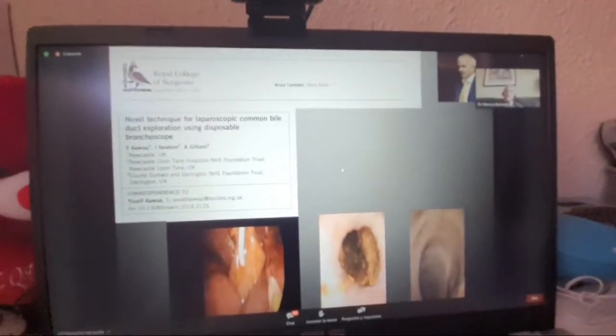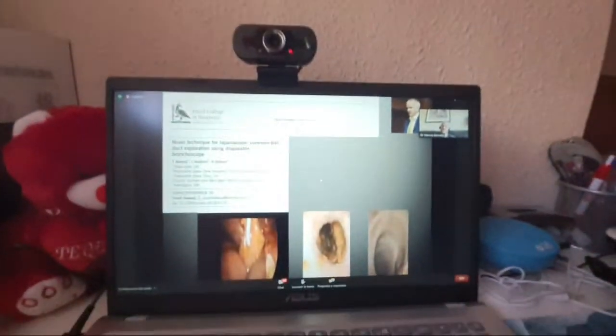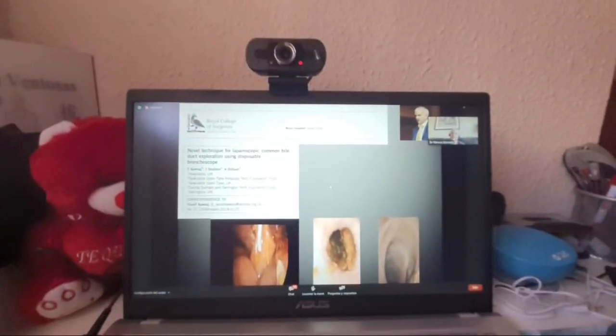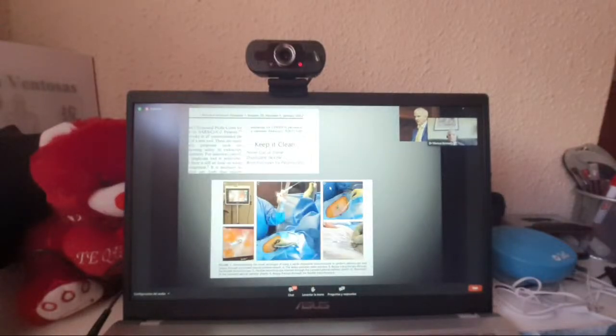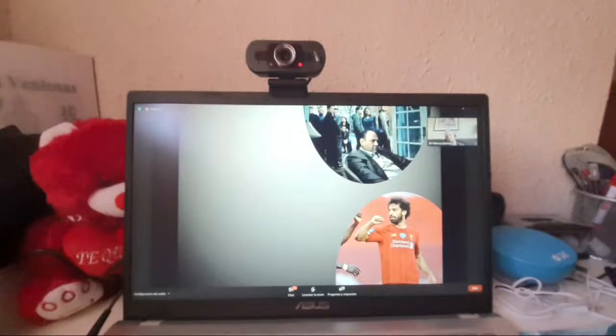Finally, this is just a few procedures where these scopes have been used outside respiratory, off license. So this is to get into a bile duct. This is actually a pleuroscopy with the bronchoscope.